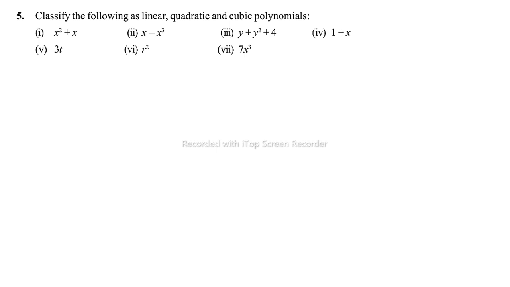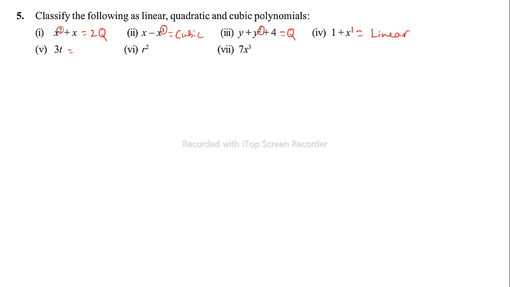Next, classify the following as linear, quadratic and cubic. Earlier we have seen what a linear, quadratic and cubic polynomial is according to the degree. In the first case, x squared plus x, the degree is 2. So this is a quadratic polynomial. In the second case, x minus x cubed, the highest power is 3, so this is a cubic polynomial. The third bit, the degree is 2, so it is quadratic. 1 plus x, the degree is 1, so it is a linear polynomial.